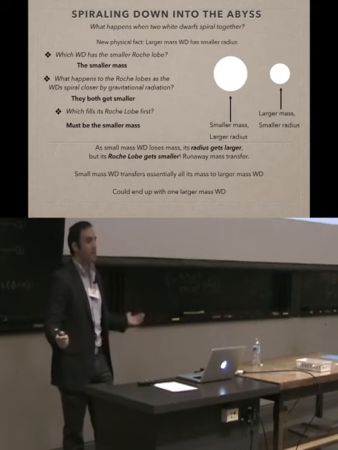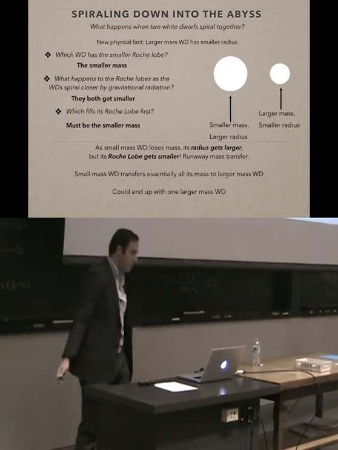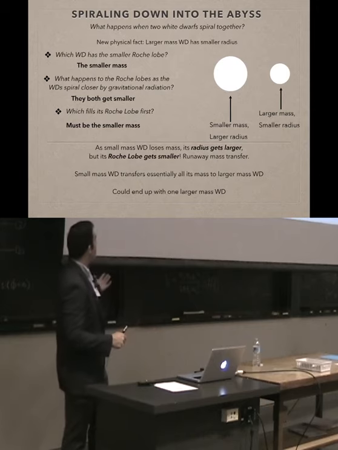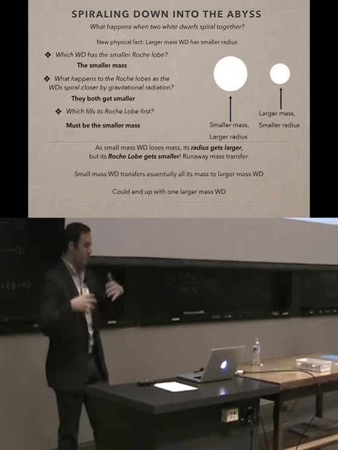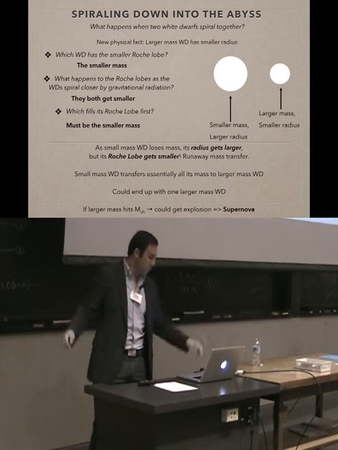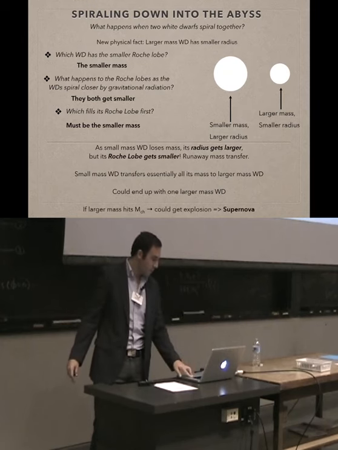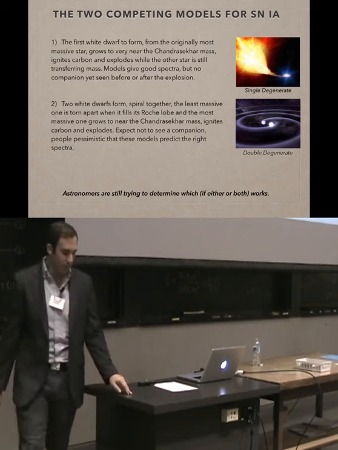And it's a runaway process in this case, like it's a runaway process with nuclear explosions. And virtually you will have the entire white dwarf transferred to the other white dwarf, either making one larger white dwarf or exploding into a type 1a supernova explosion. So this is the picture we have now about type 1a supernovae.